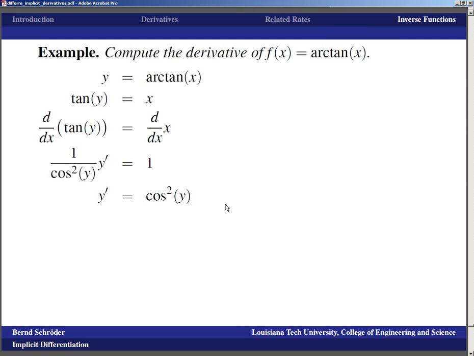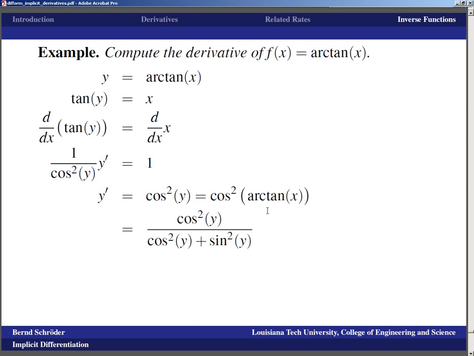In implicit differentiation, that would be enough. But if we have a function in terms of x, we'd like to have its derivative also in terms of x. So let's move on a little bit here. Cosine squared of y is the same as cosine squared of arctangent of x, so now we just have to somehow turn the cosine into a tangent. Well, cosine squared of anything is equal to cosine squared of that same thing divided by 1, and I've switched back to y just so I didn't have to carry through the arctangent so much.